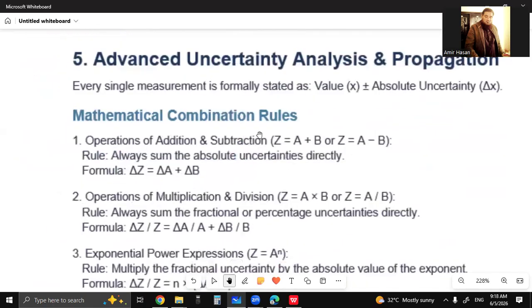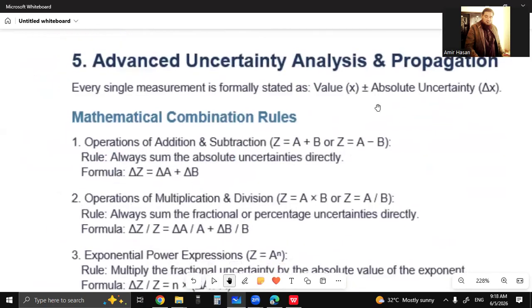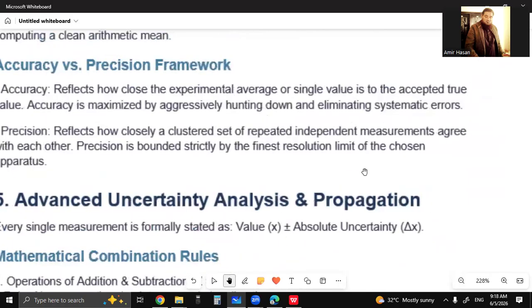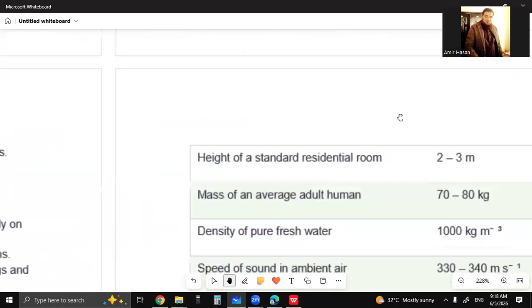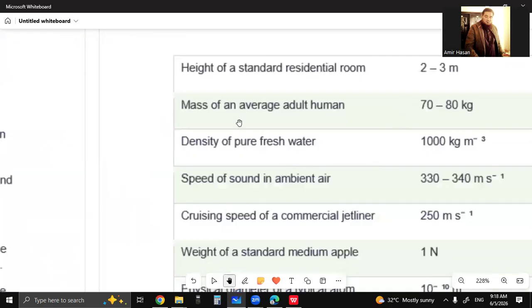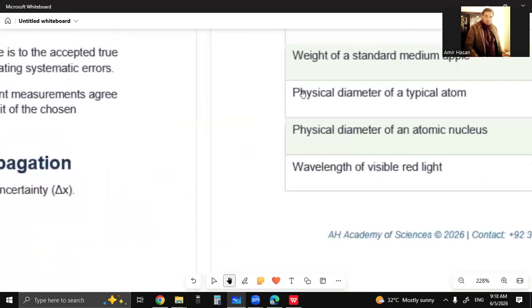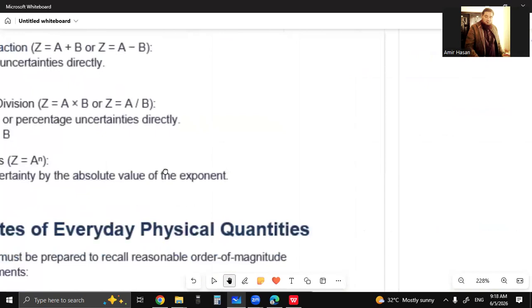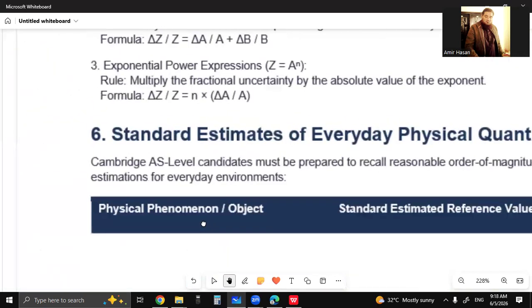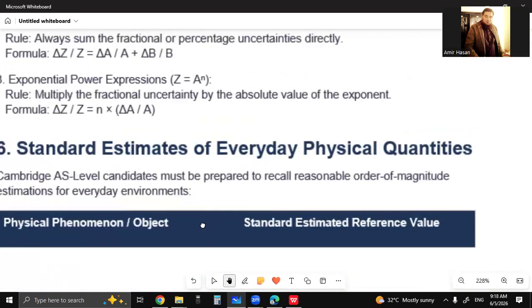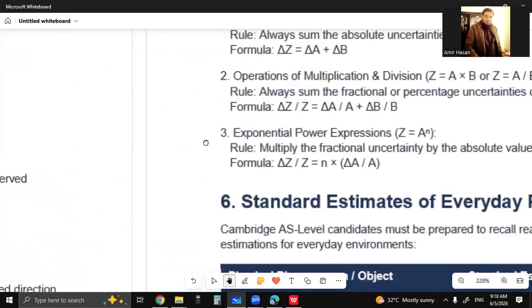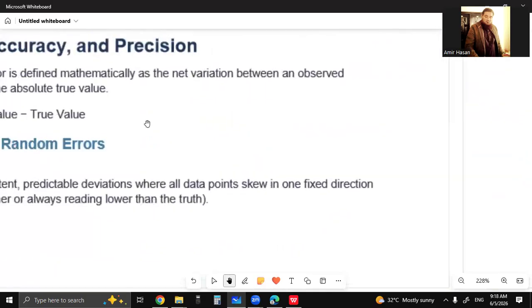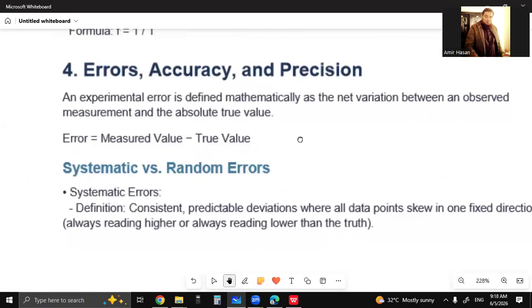Advanced uncertainty: we solve this one by different formulas, then we get the solution of the answer. Inshallah, in tomorrow's class, I will tell you how we solve the uncertainty. Here are some formulas given. With the help of some examples, I will tell you how we solve the uncertainty.